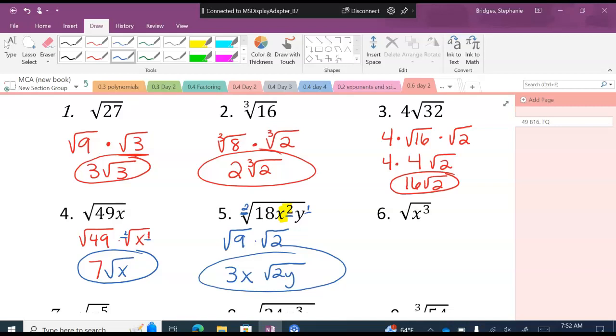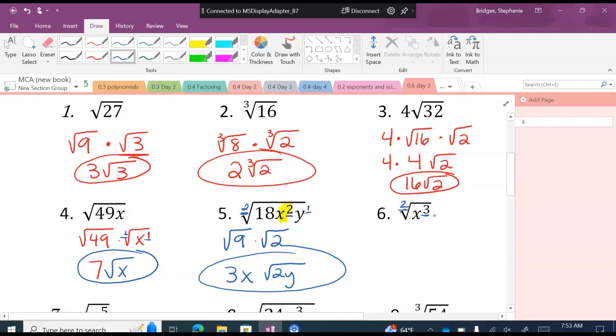All right, let's try 6. What kind of root am I dealing with? Square root, okay. So my index is a 2. How many times does 2 divide into 3?